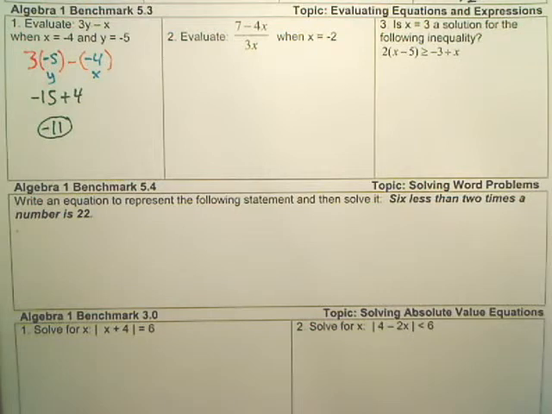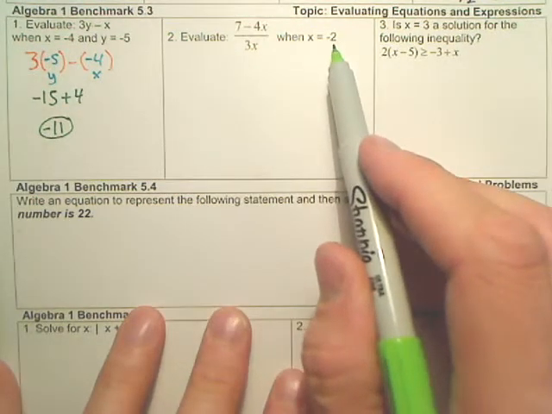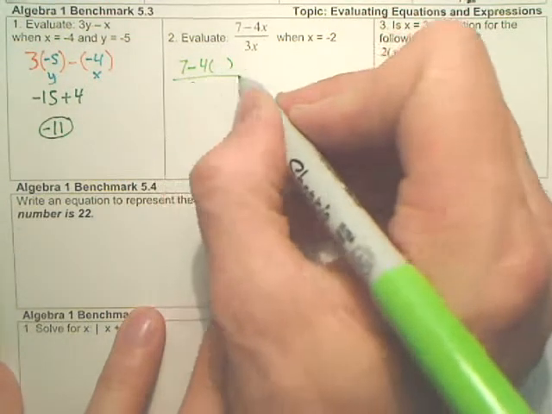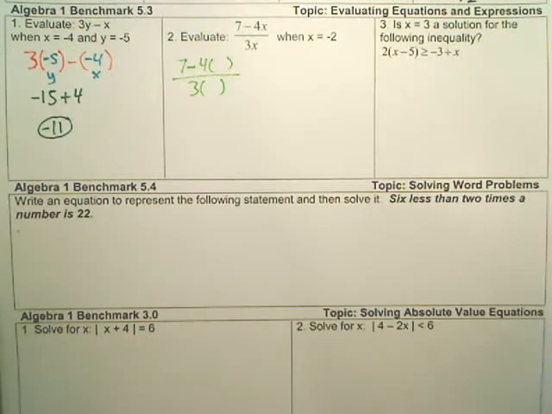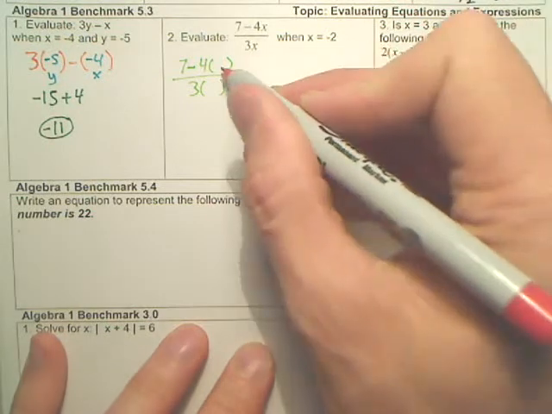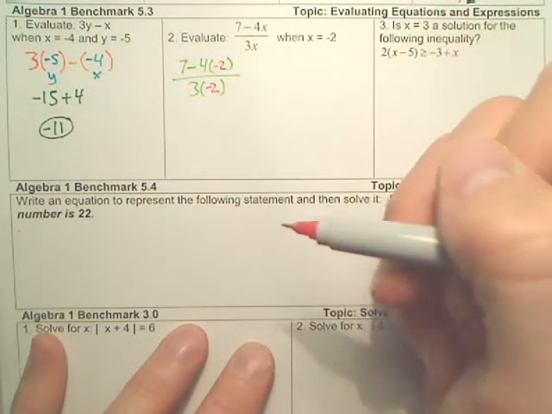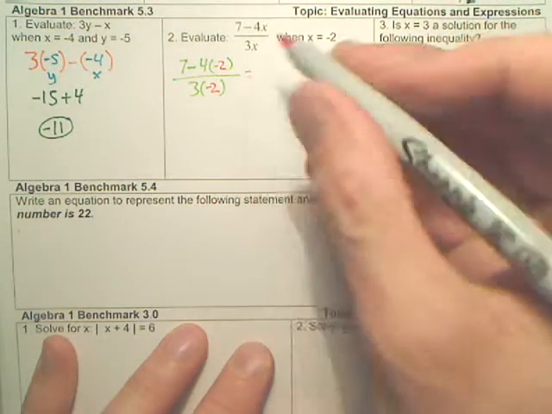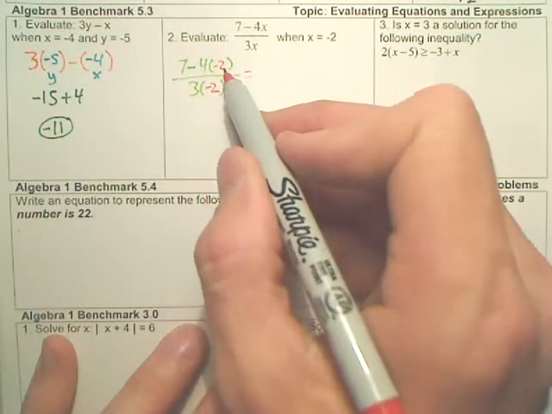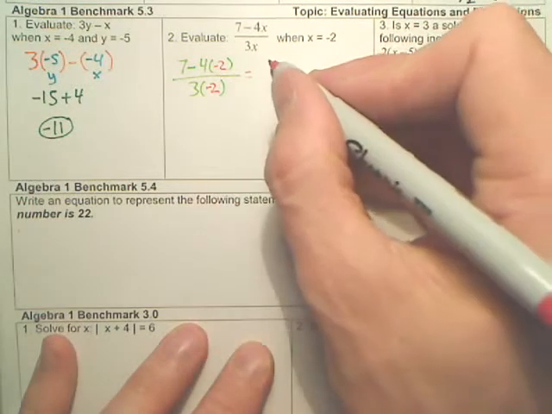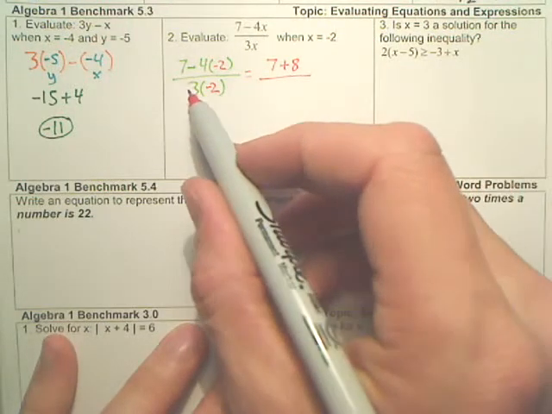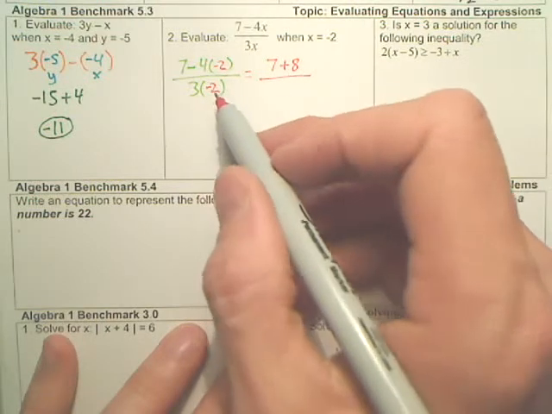Okay, number 2. You want to evaluate when x is -2. Same idea. 7 minus 4 times blank over 3 times blank. And what am I going to plug into that blank? What's x? Right here it says -2. Okay. Do the top first. This becomes 7 minus 4 times -2. So what's -4 times -2? +8. And then when you have a big long division sign, you could actually do top and bottom separately.